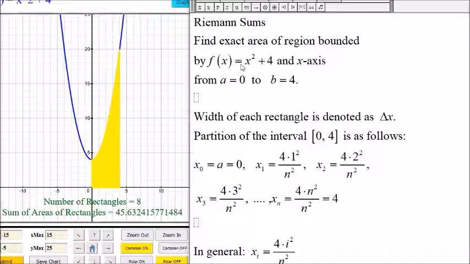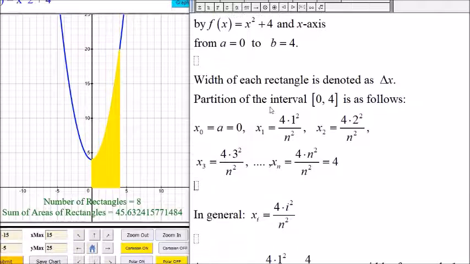Here we have the function f of x equal to x squared plus 4. And we want to find the area of the region bounded by the graph and the x-axis from 0 to 4. And then instead of dividing the interval from 0 to 4 into an equal number of sub-intervals, we choose to partition the interval from 0 to 4 as follows.